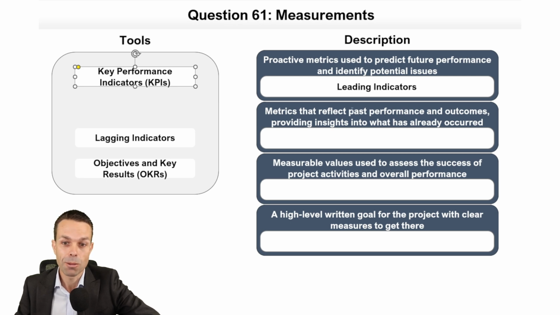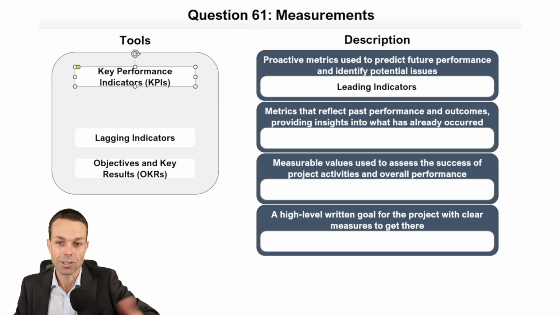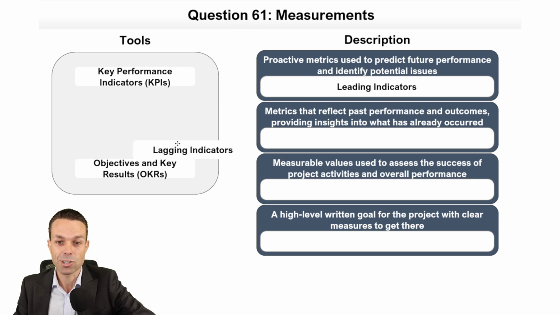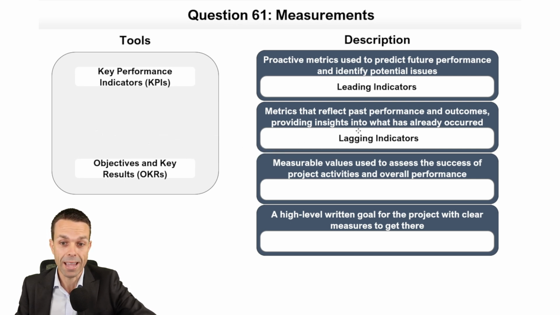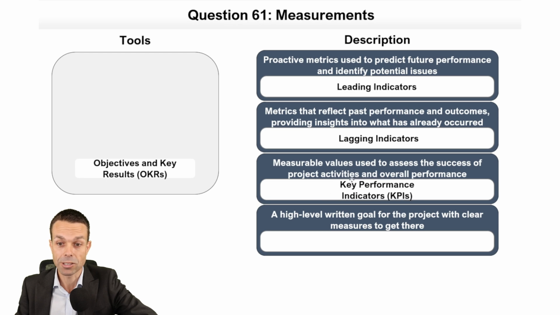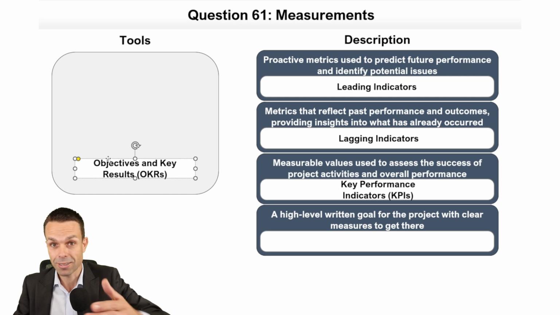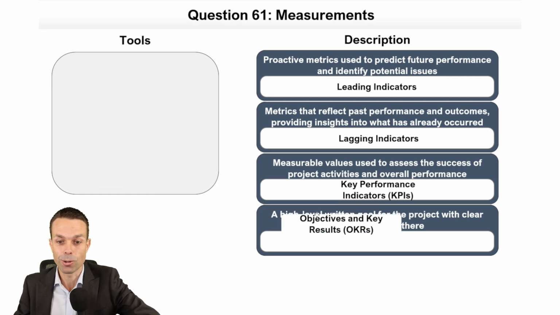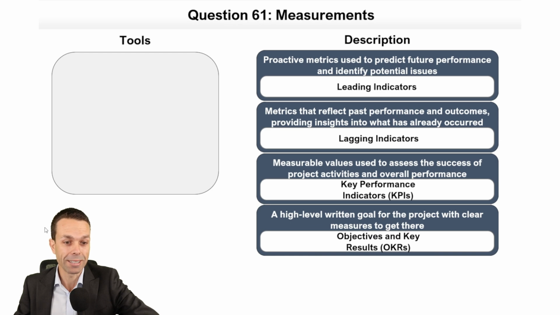Now, metrics that reflect past performance and outcomes, providing insights into what's already occurred. So things like customer sales or things that have already happened, those are lagging indicators. Measurable objectives or measurable values used to assess the success of project activities and overall performance. It could be either of these. I think that's going to be our KPIs, just general measures or key performance indicators for our project. How are we measuring the things on our project? And a high-level written goal with the measures to get there. That's our objective and key results, those are the measures, or OKRs, that we might see in Agile.